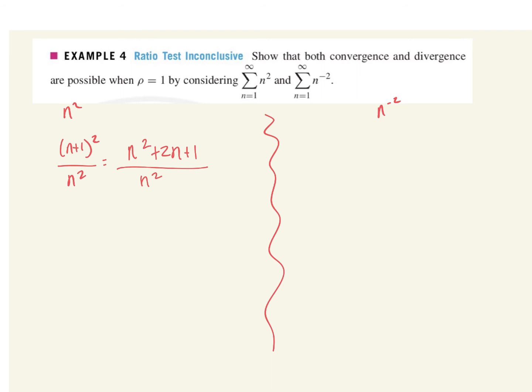Okay? So if I took the limit of that, our degrees are the same, so we would get 1, which is then inconclusive for the ratio test.